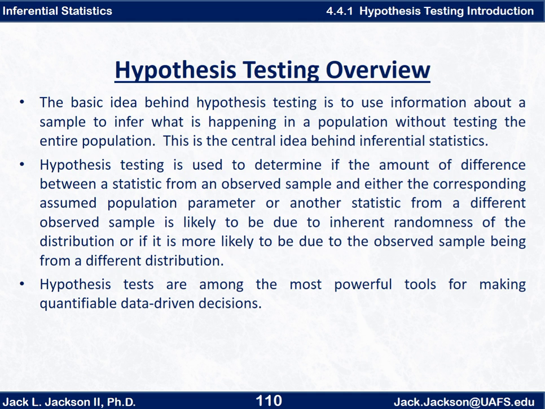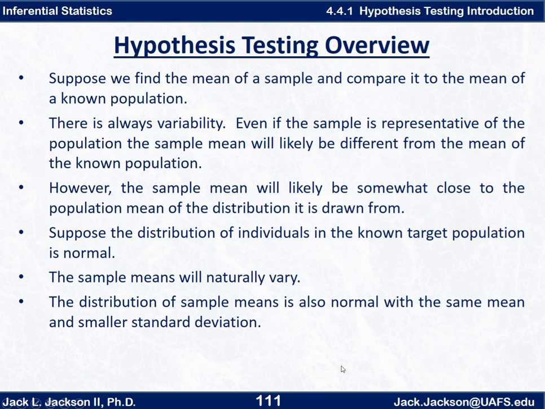It's used to determine the amount of difference between a statistic from an observed sample and either the corresponding assumed population parameter or perhaps a sample statistic from a different observed sample. And we're trying to decide if this difference is likely to be due to inherent randomness of the distribution or if it's more likely to be due to the observed sample being from a completely different distribution. Hypothesis tests are among the most powerful tools for making quantifiable data-driven decisions, which is really the whole point behind studying statistics. Now, this second bullet here is kind of a mouthful, and this will make a little bit more sense to you as we go along. So let's keep going with this.